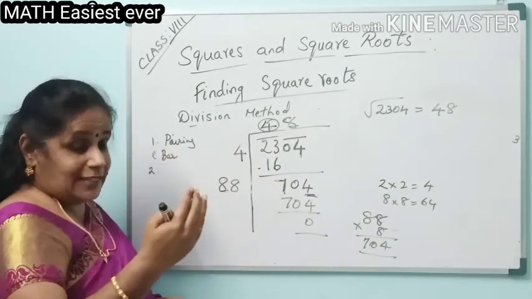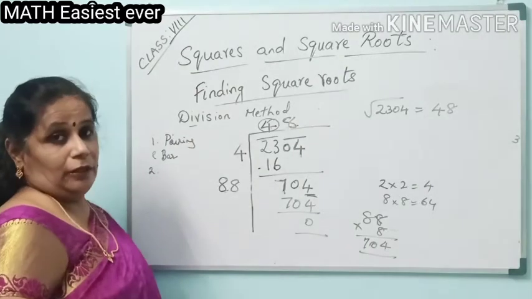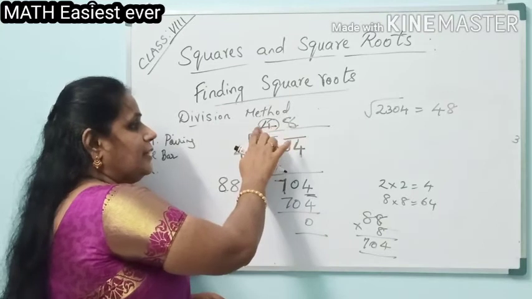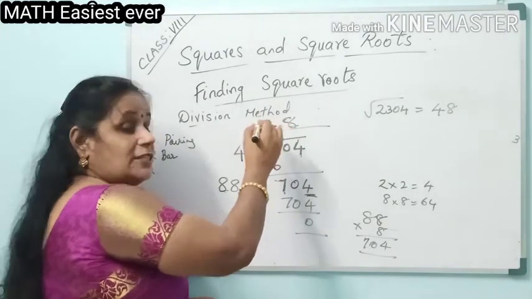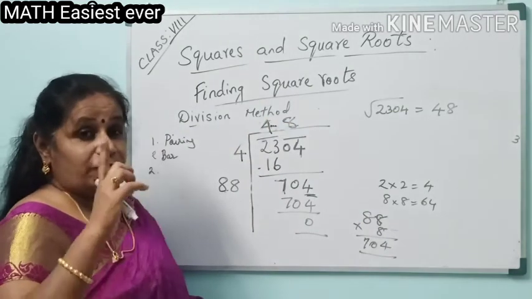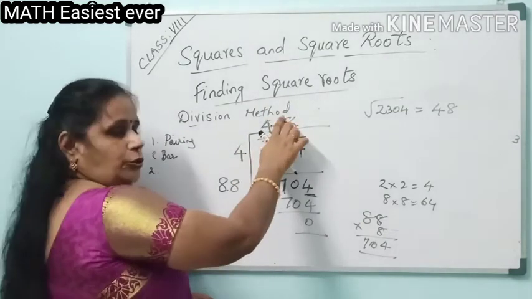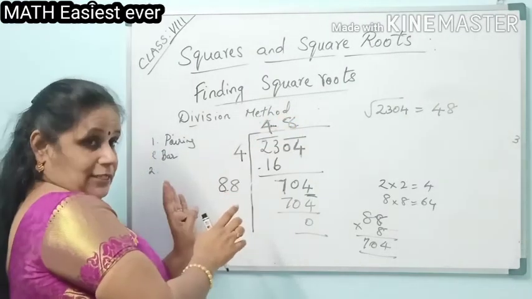And what is the next step? You have to bring down the next pair, together, the 2 digits. After that, you have to take the first digit. What is the quotient here? The first quotient you got is 4, 4 fours are 16. You have to double it, that is 4 into 2, 8. That 8 you have to write on this side.